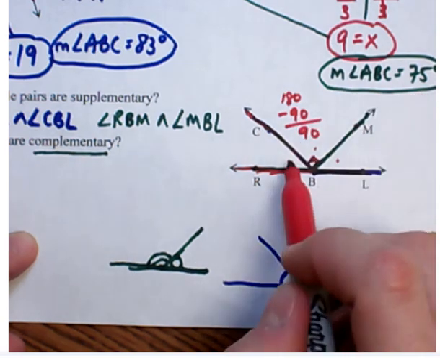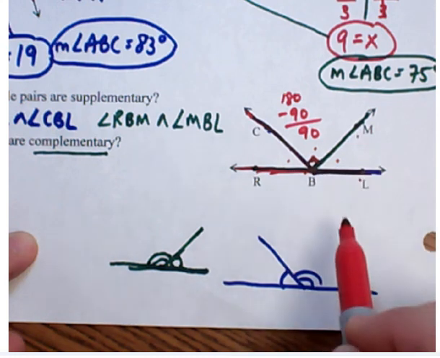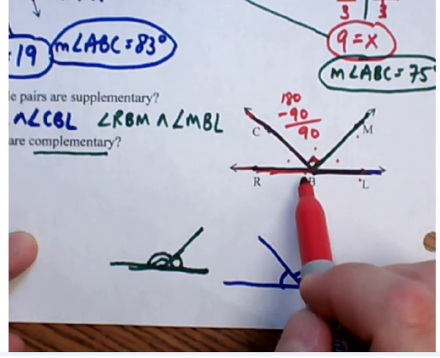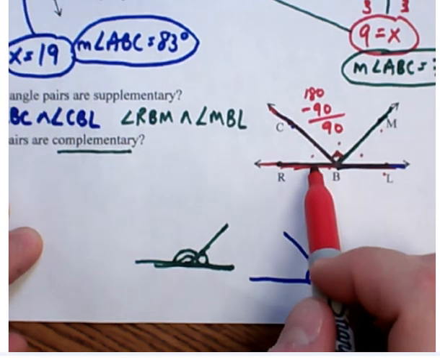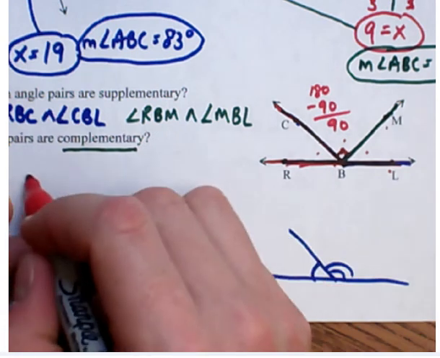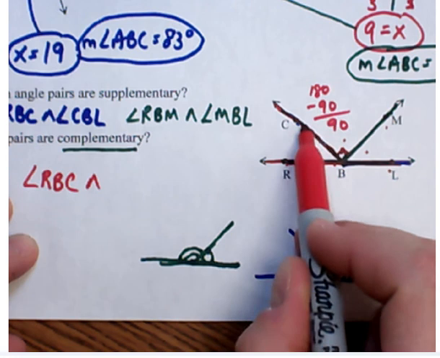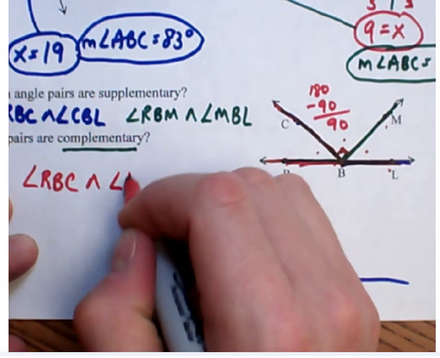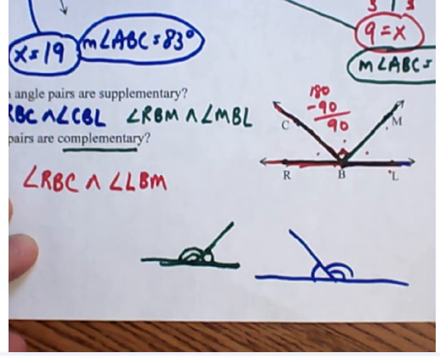So that means that angle RBC and angle MBL together have to add up to 90. Now I don't know if they're the same. I can't say that they're the same, but I do know they have to add up to 90 degrees. So complementary would be angle RBC, so this one here, and angle LBM. And that is it for the notes for today.